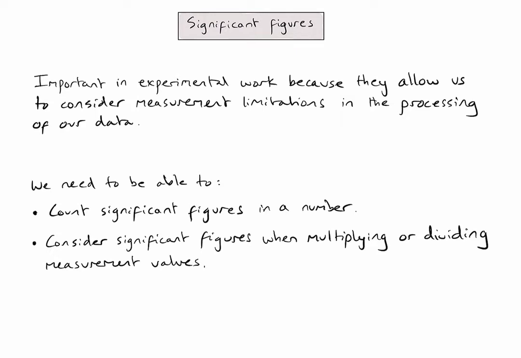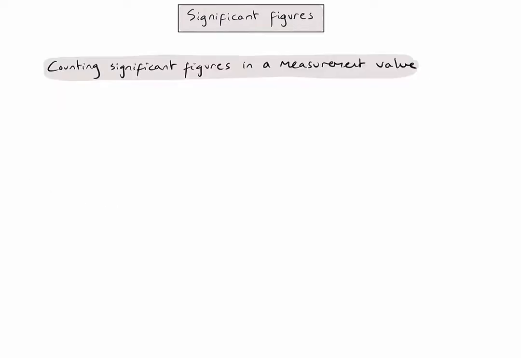Let's have a look at counting significant figures first. There are three simple rules that we need to follow when trying to identify the number of significant figures in a measurement value. Firstly, any non-zero figures are always significant. And by non-zero figure, I mean any number from 1 to 9.